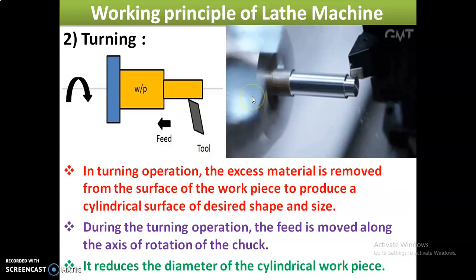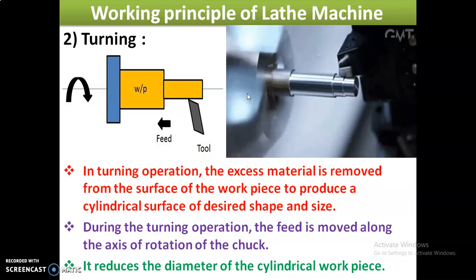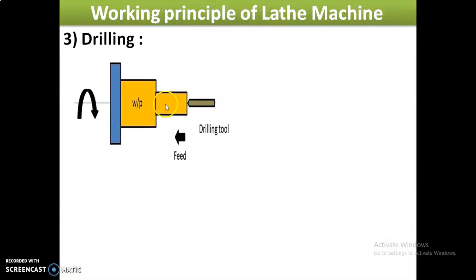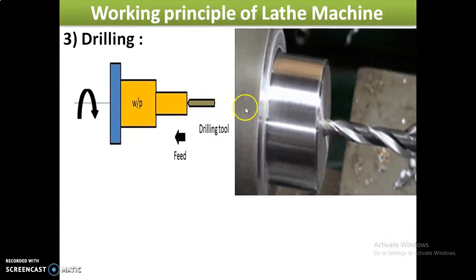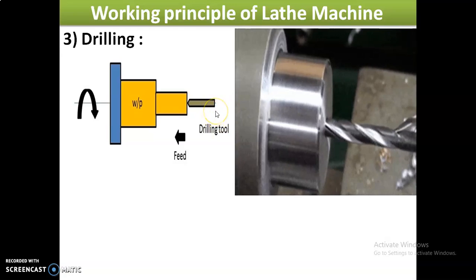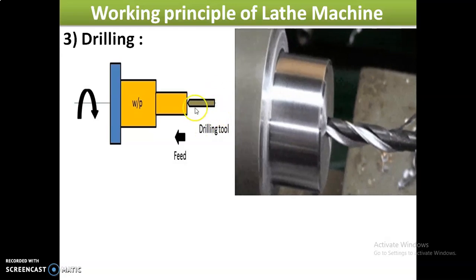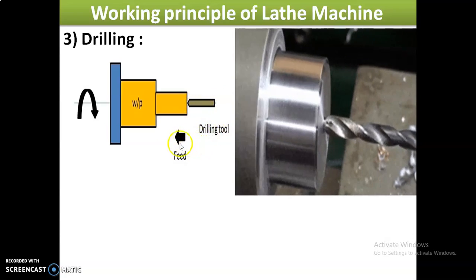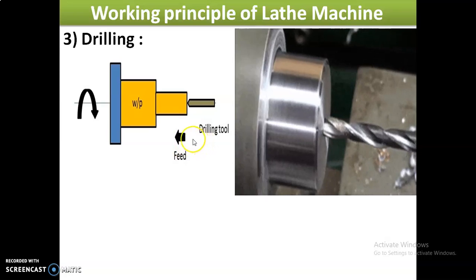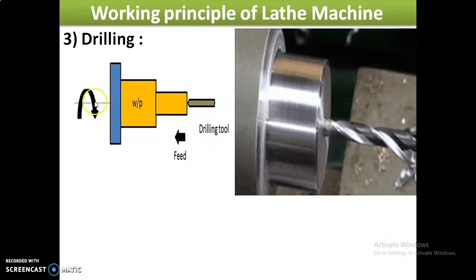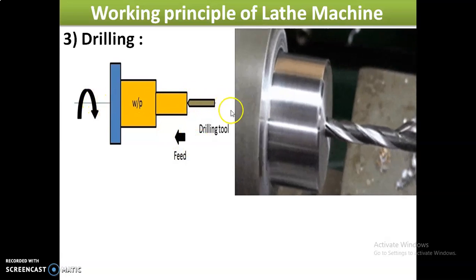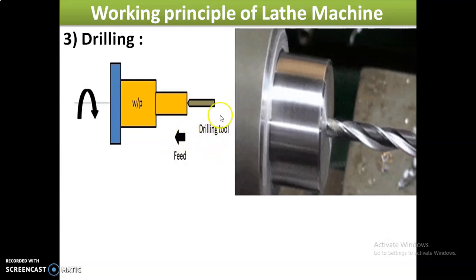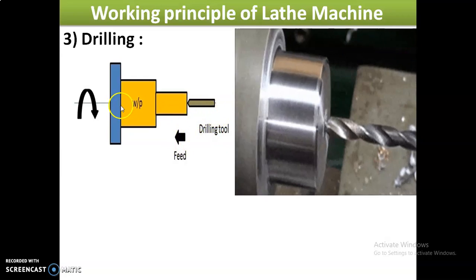Now let us see the third operation, that is drilling. This is a diagram of the drilling operation. What is drilling operation? In drilling, we have to feed the cutting tool in the direction parallel to the axis of the workpiece. This is the axis of the workpiece.